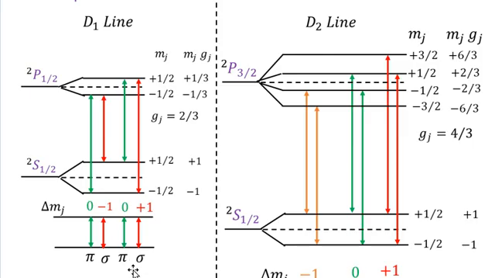And I have labeled them at the bottom: two of them are pi lines, the green lines are the pi lines, and the red lines are the sigma lines. Pi lines mean that in the pi lines the electric field is parallel to the magnetic field, and for the sigma lines the electric field is perpendicular to the magnetic field. All these four lines are linearly polarized lights. For the pi lights, the electric fields of these components are parallel to the magnetic field, and for the sigma components, the electric field is perpendicular to the magnetic field B0.